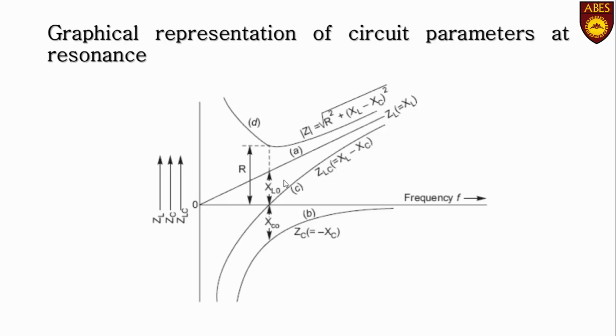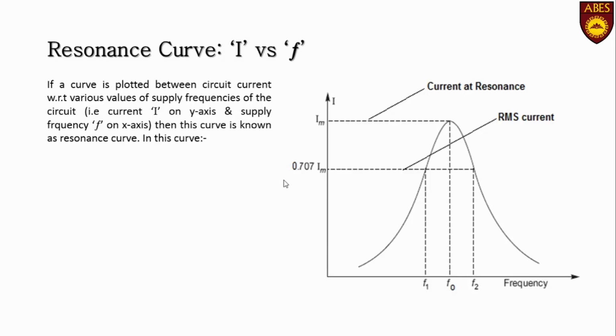Here the impedance is minimum and the corresponding current will be maximum, which we can find with the help of the resonance curve. A resonance curve is the curve plotted between the circuit current on the vertical axis versus supply frequency on the horizontal axis, as current and impedance share a reciprocal relation. The graph of impedance was almost an inverted parabola, but in the case of current versus frequency, at F0, that is at the point of resonance, the circuit current is maximum, as shown in the graph. The value is Im.